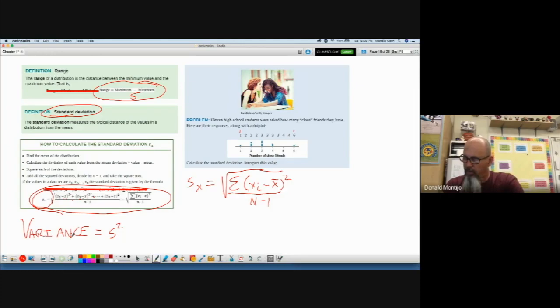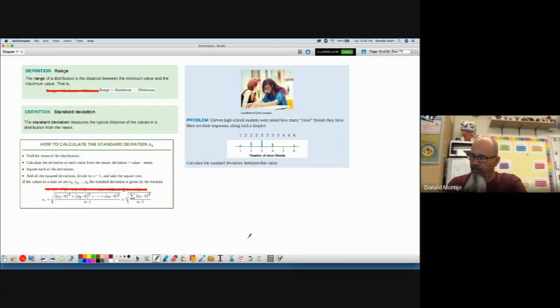So what do we do to actually calculate the standard deviation? Remember, we're going to find the mean of this data set. So we would add all these values together and then divide by how many there are. And that would give us the mean of the data set. So this 11 high school students were asked how many close friends they had.